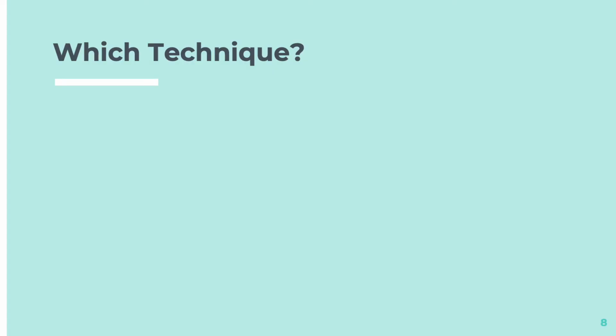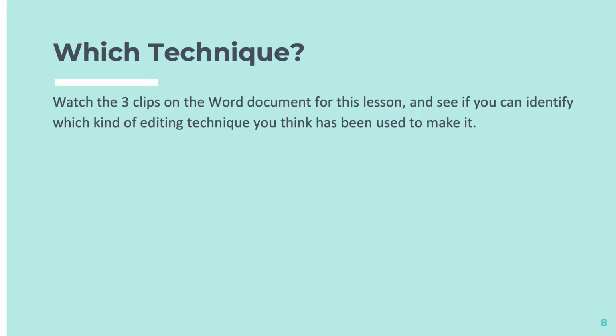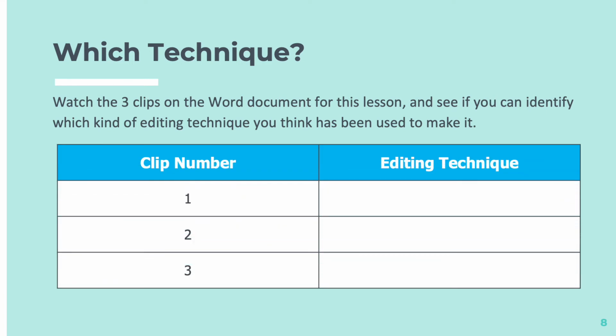Brilliant. On to a task then. On the same Word document that you've been using already in the lesson, if you scroll down you'll see that there are 3 clips that you should watch. Watch each one and then see if you can identify which kind of editing technique you think has been used to make that clip. You should write the kind of editing technique on the table below.